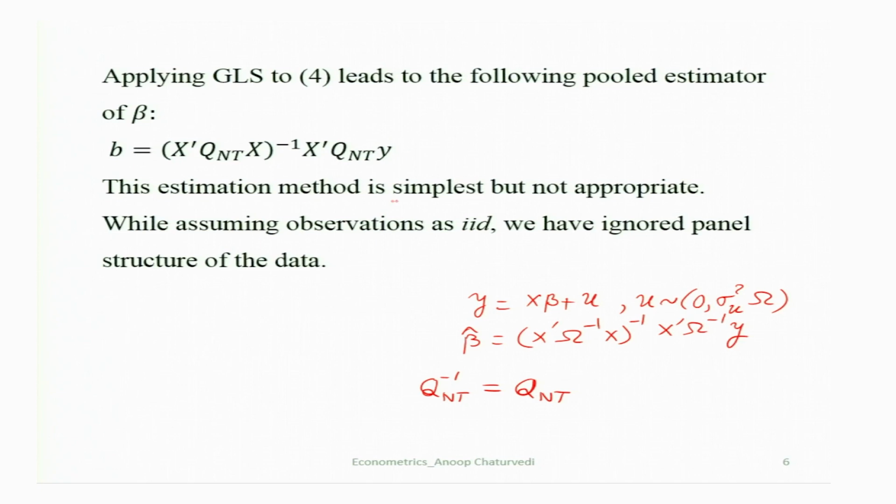Now, this estimation method is the simplest one, but it is not appropriate, because we are assuming that the observations are IID. So, we have ignored the panel structure of the data. You have simply taken your model as a multiple linear regression model. You have assumed that these disturbances u's are IID. So, we have completely ignored the panel structure of the data.